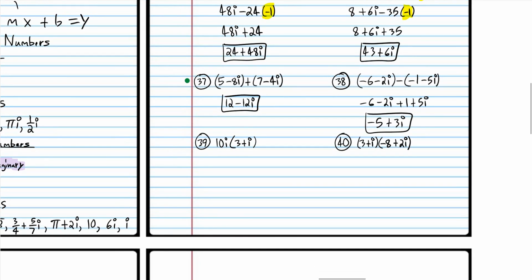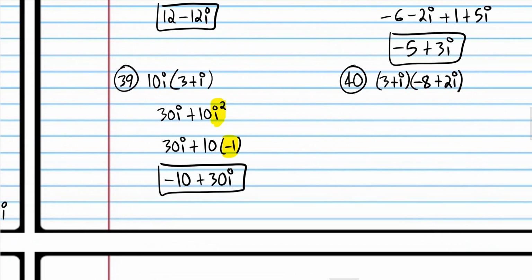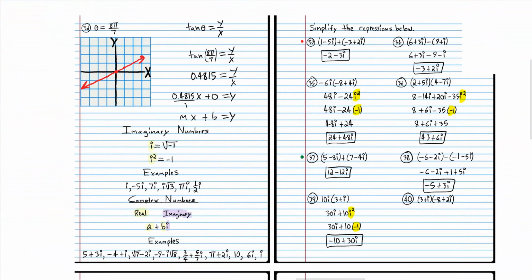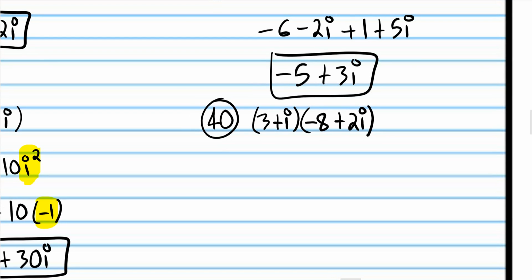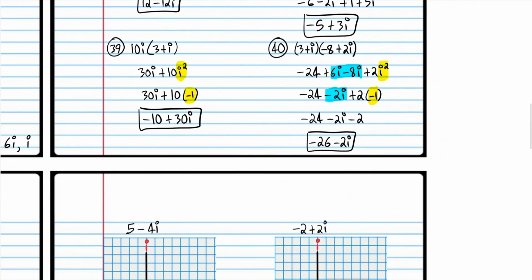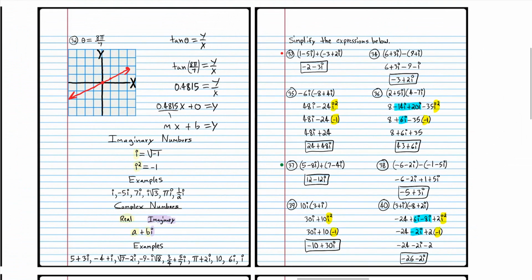Okay, we're back. So if you got that right, excellent. Okay, try number 40, and when you come back, we'll do it together. Okay, we're back. We want to write the real component first, so we write negative 26 minus 2i. So if you got that right, excellent. Okay, so that was just a little review on complex numbers.